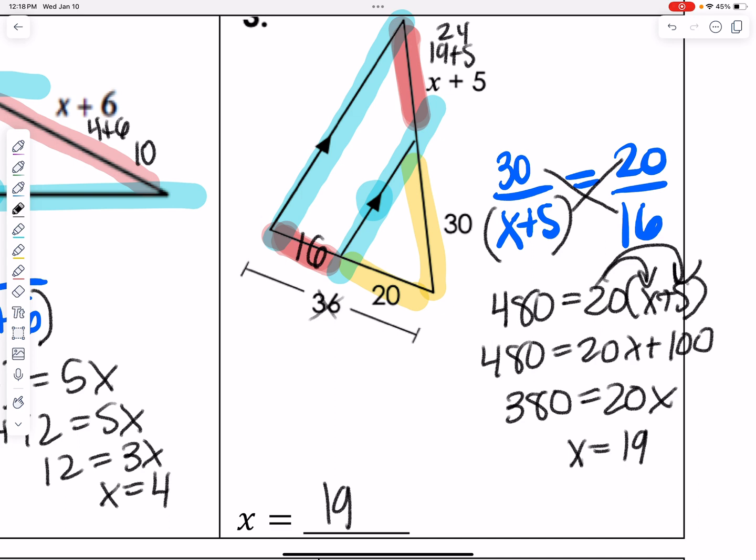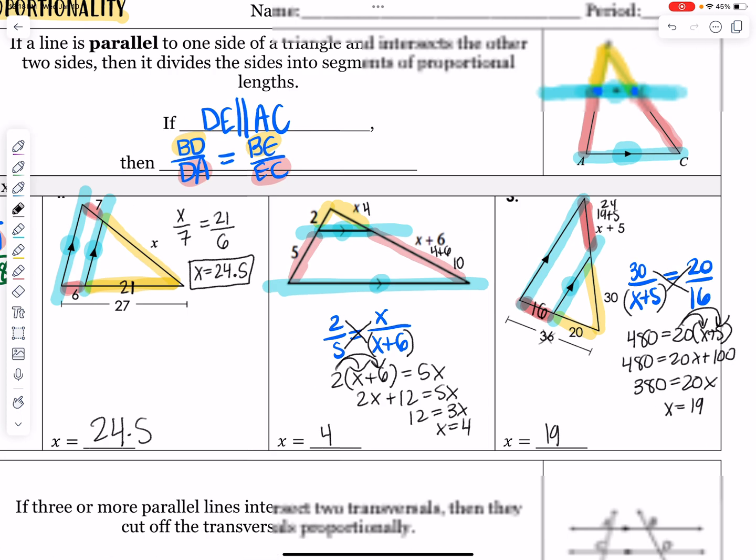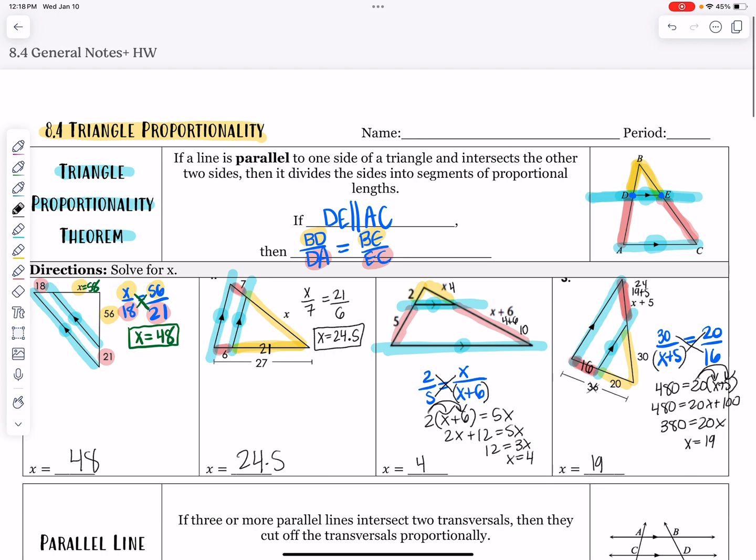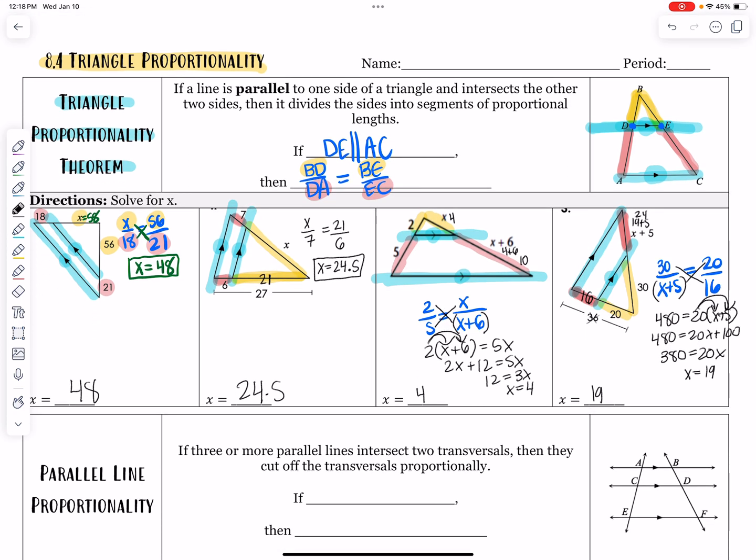And you can go backwards as well. 30 over 24 is going to be 1 1/4, as well as 20 over 16 is also going to be 1 1/4. So you know you did it right. You can always check that math. So that is the triangle proportionality theorem. Sounds scary, but it's really not.